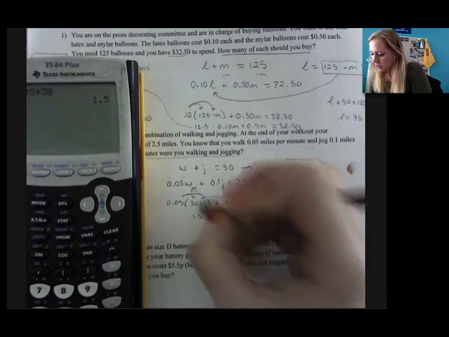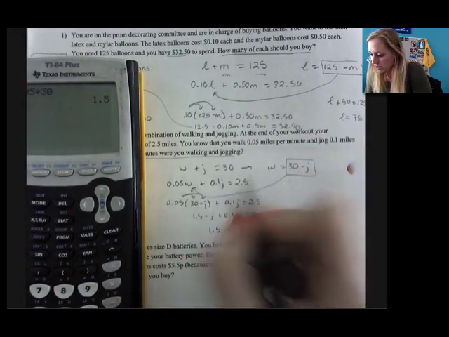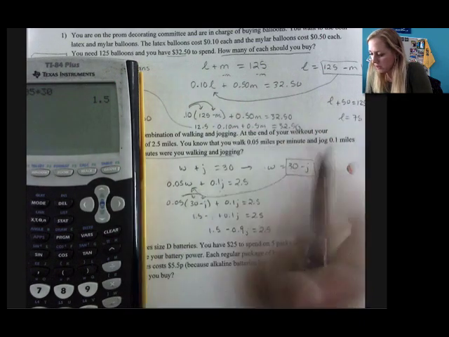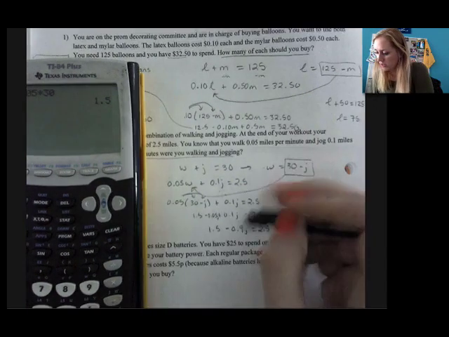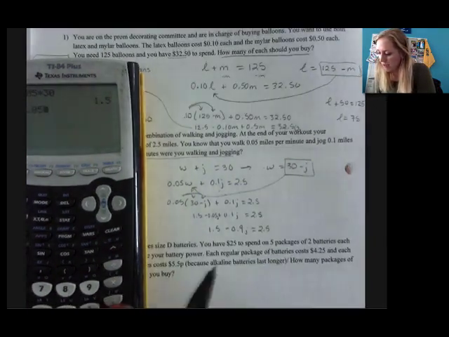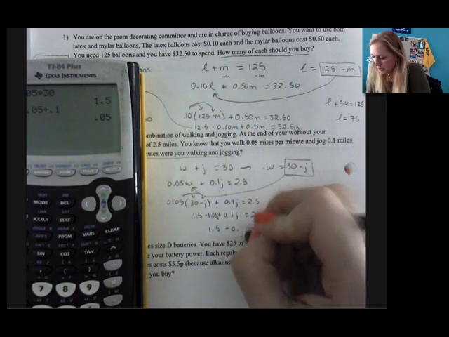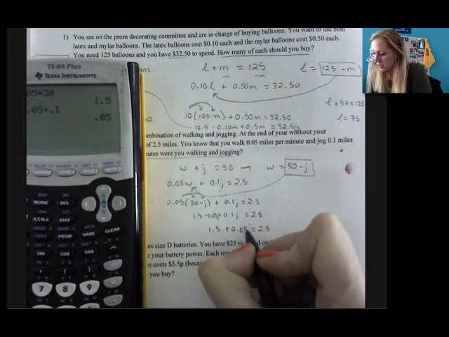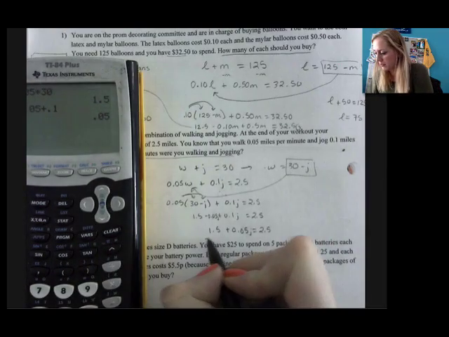Oh, I distributed that incorrectly, you guys. I'm sorry. Negative 0.05 times J is negative 0.05J. All right, let's try that again. So I'm doing negative 0.05J plus 0.1J. That's what I get when I combine those like terms. There we go. Now I'm going to subtract 1.5 from both sides.